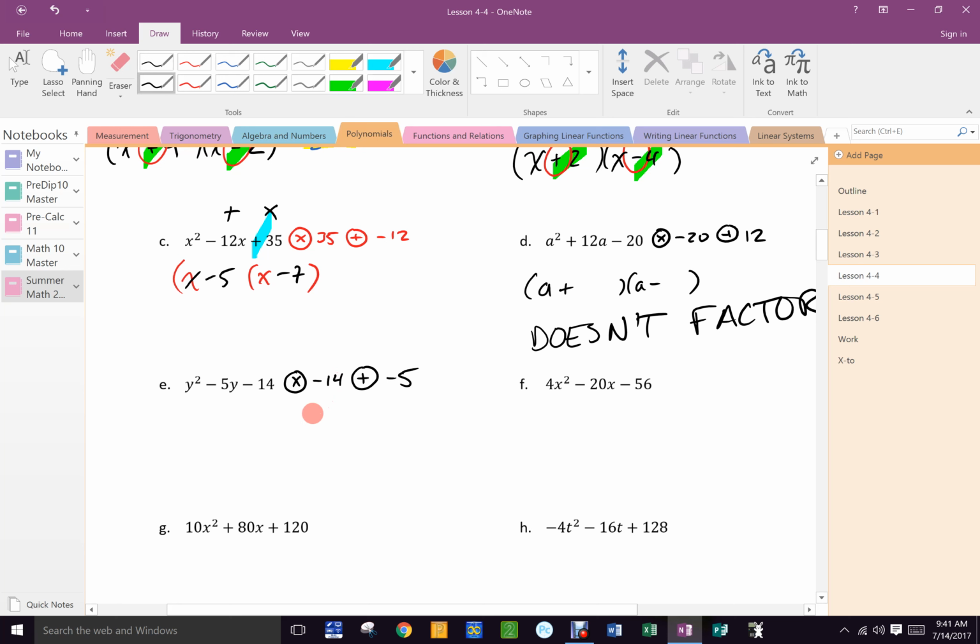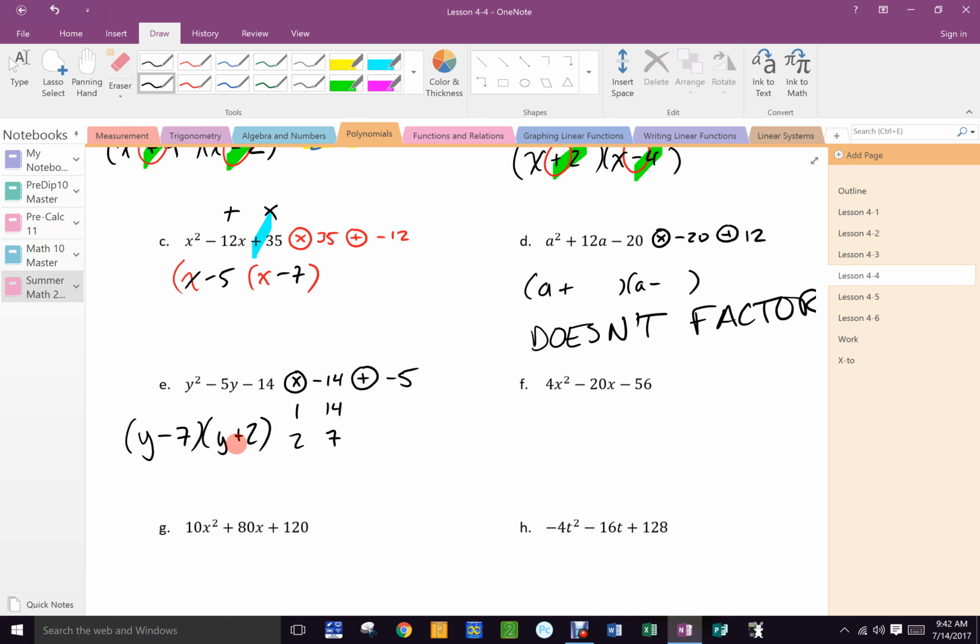So what are they? I need the numbers that will multiply to 14. Will 1 and 14 get me to 5 in any way when I add them? No. Will 2 and 7 get me to 5? Yes. How? Negative 2 plus 7, that gets me negative 5. Negative 7 plus 2. So it's y minus 7 and y minus 2. Y minus 7 and y plus 2. Are you good? Yep.